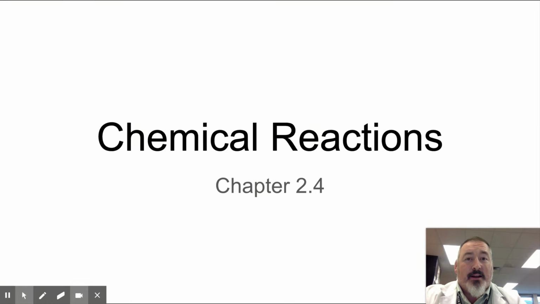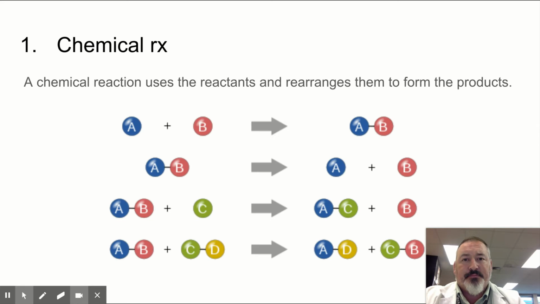Today we're going to be talking about chapter 2, section 4. We're going to be talking about chemical reactions. So this is really the heart of the chapter in my opinion. We're going to focus on enzymes and we're going to look at different kinds of reactions.